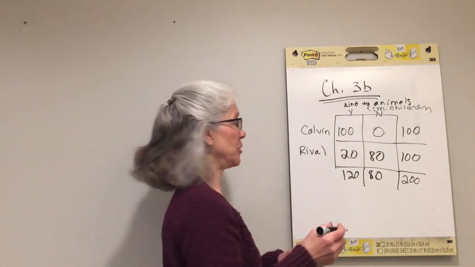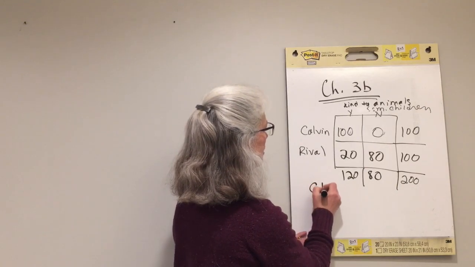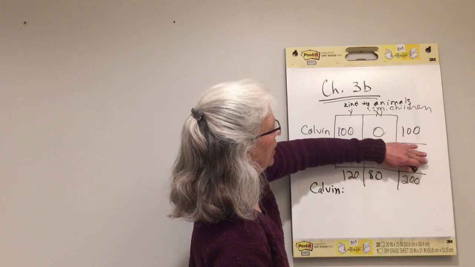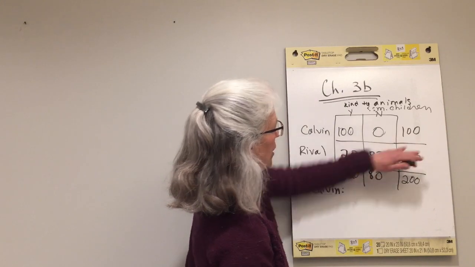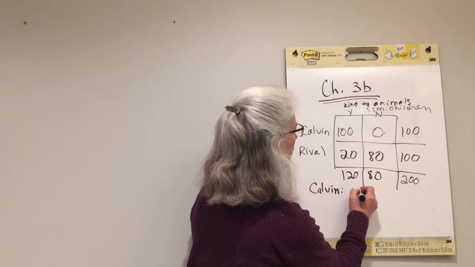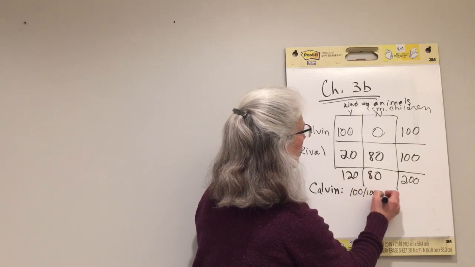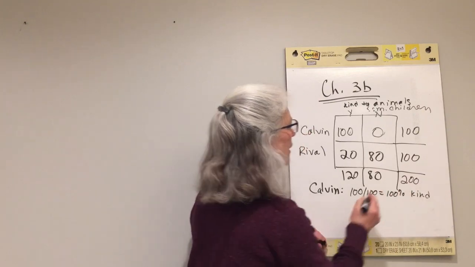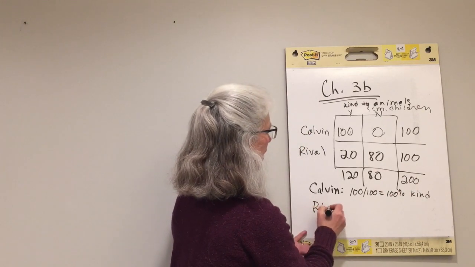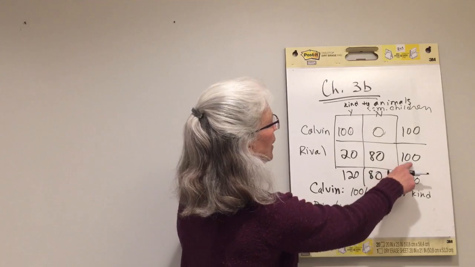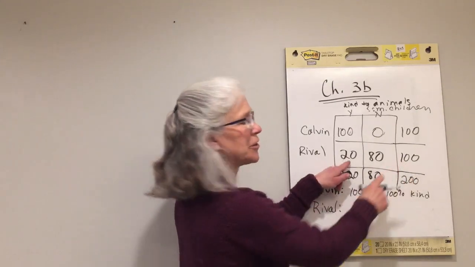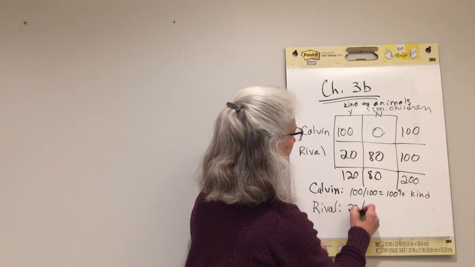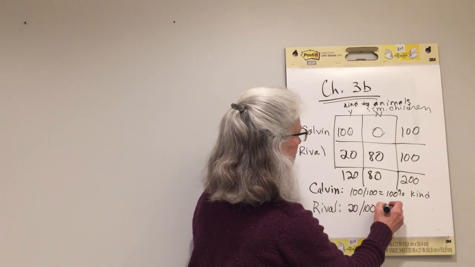So now let's look at the conditional percents. So first we condition on Calvin students. Well, of the 100 Calvin students, 100 are kind. So 100 out of 100. So 100% are kind. And now let's look at the rival college. Well, out of the 100 students from the rival college, sadly, only 20 are kind. That is very too bad.